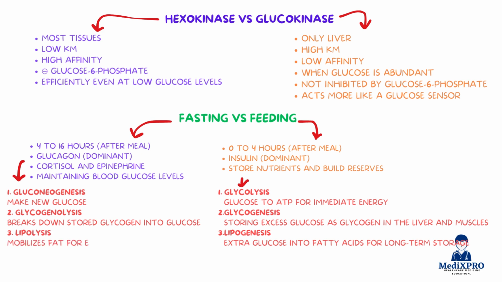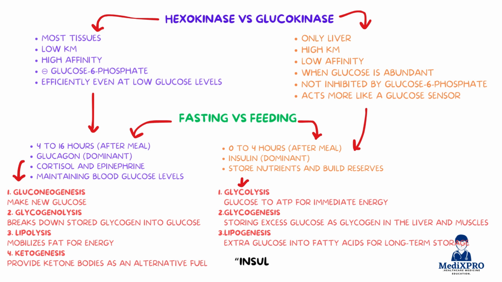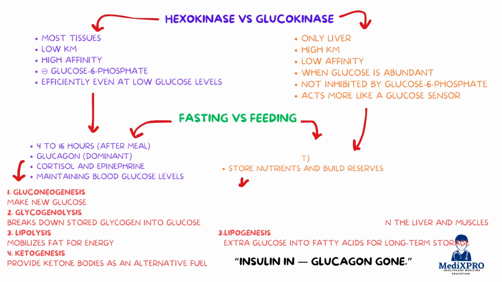During fasting, hexokinase remains active across tissues due to its low Km, allowing it to function well even when glucose is scarce. However, PFK1 and pyruvate kinase are inhibited by glucagon, typically through phosphorylation, which helps reduce glycolytic activity and conserve glucose. And here's a simple way to remember it. Insulin in, glucagon gone. When you eat, insulin dominates and the body stores and uses glucose. When you fast, glucagon takes over to save glucose and generate more when needed.